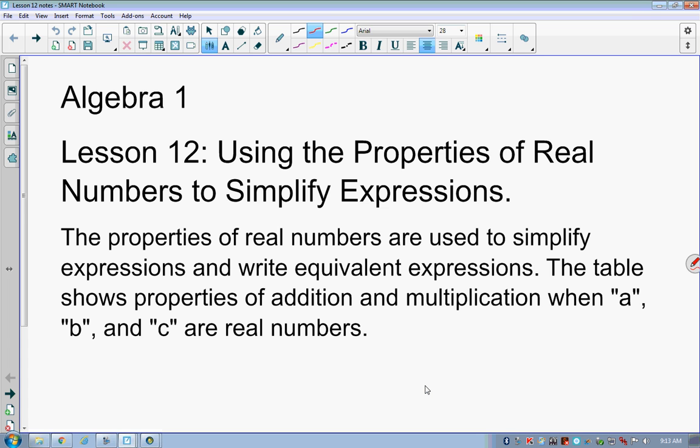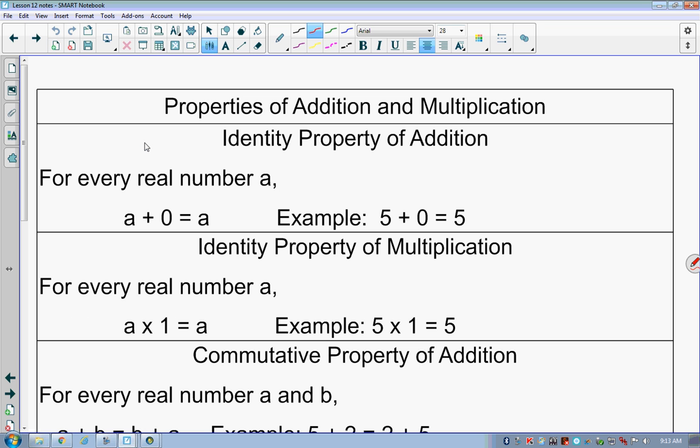So the properties of real numbers are used to simplify expressions and to write equivalent expressions, meaning we can have an equation with two things set equal to each other on either side of an equal sign. The table we're going to look at shows properties of addition and multiplication when A, B, and C are real numbers. I'm hoping that all of this is fairly review for you.